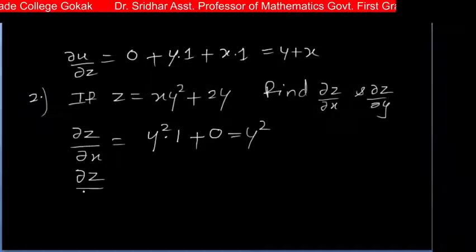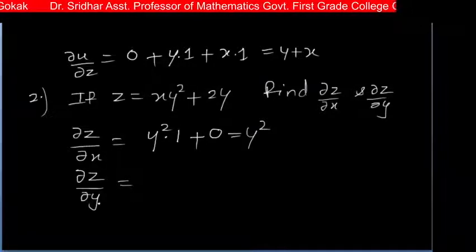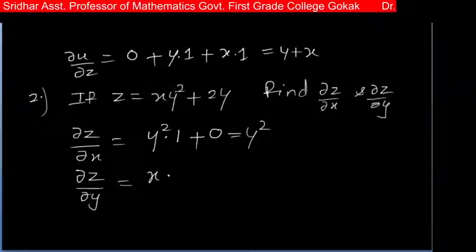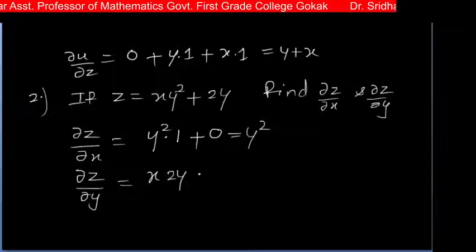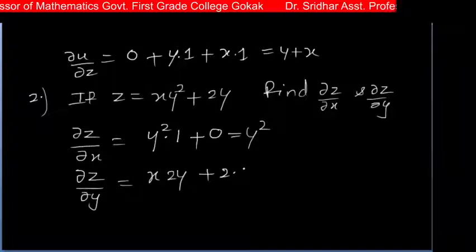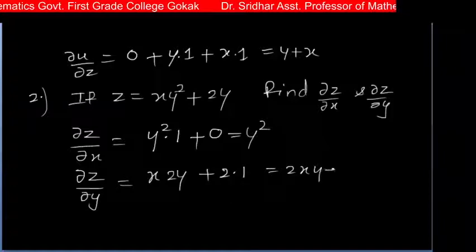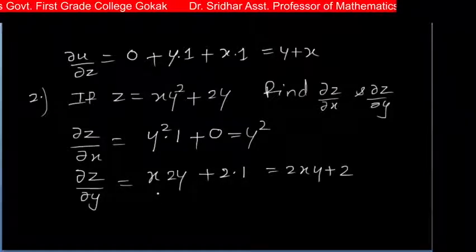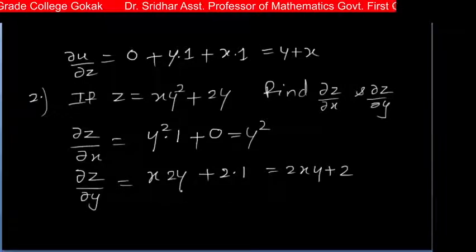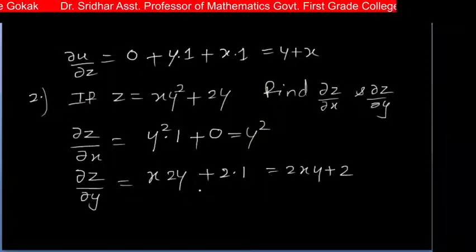Next, ∂z/∂y. Again here we are differentiating with respect to y, x is constant, so we write x as it is, and differentiation of y squared is 2y. Plus, differentiating with respect to y, 2 into differentiation of y with respect to y, which is 1. So which is equal to 2xy plus 2, you will get 2xy plus 2. So this is how we differentiate partially with respect to x and y.